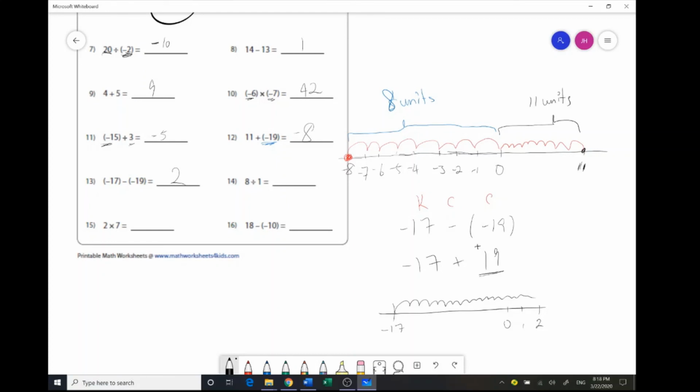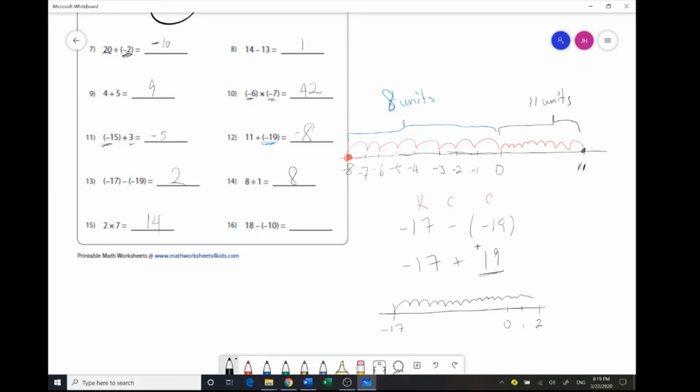Okay, number 14, 8 divided by 1. A simple division, positive divided by positive, like what we've been working on last semester and early this semester. Simple division, 8 divided by 1 is 8. 15, the same thing, 2 times 7, 14.